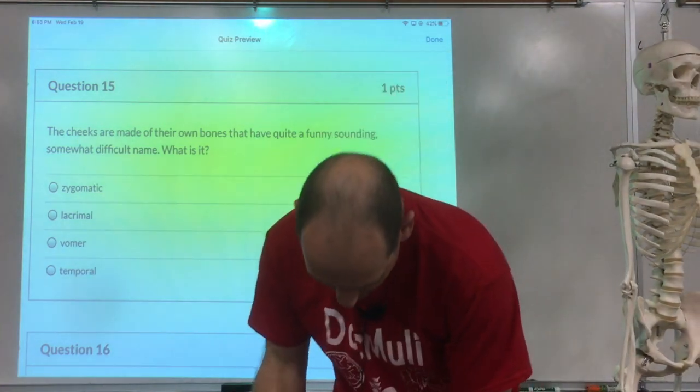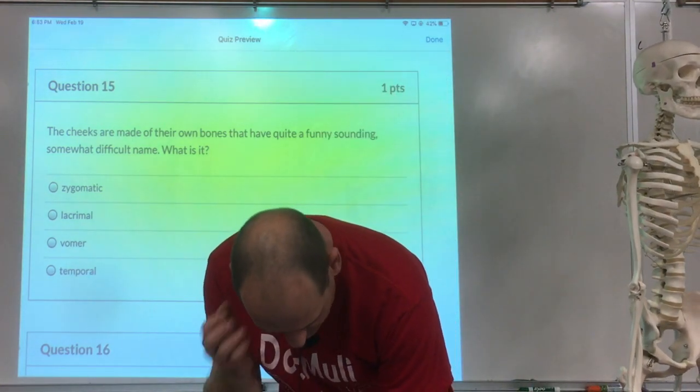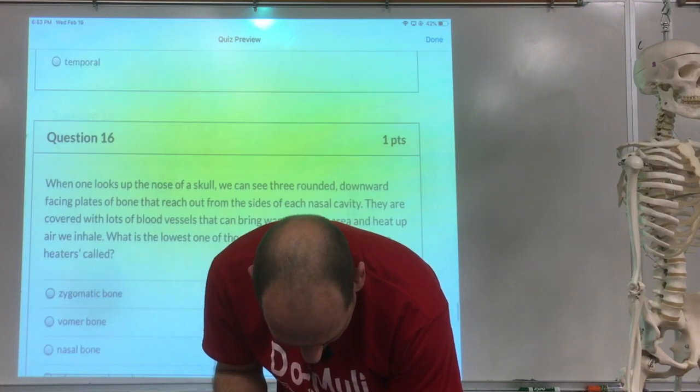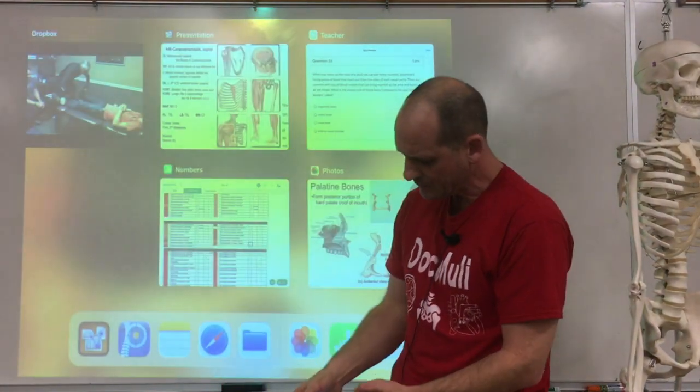And so that's the cheekbone, the maxilla. No, the zygomatic. Cheeks, sorry. Yeah, we don't need to look at that.